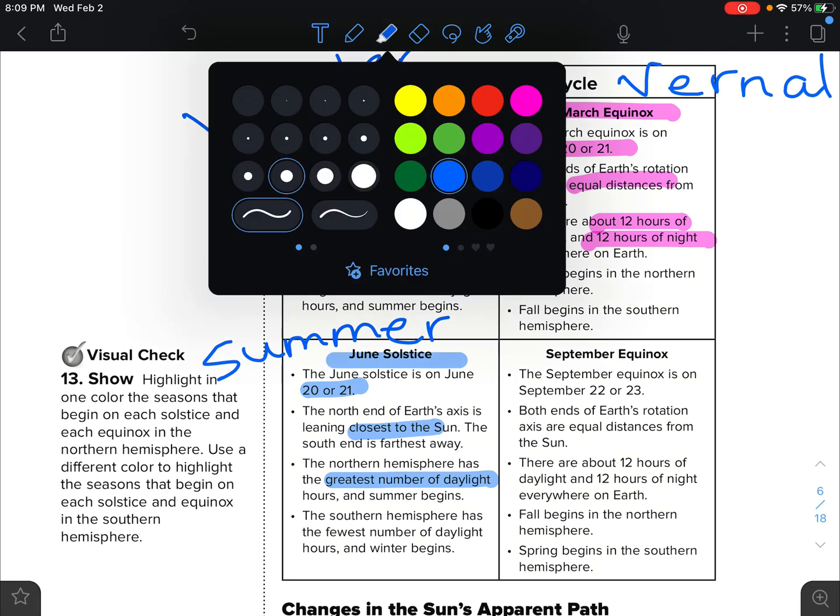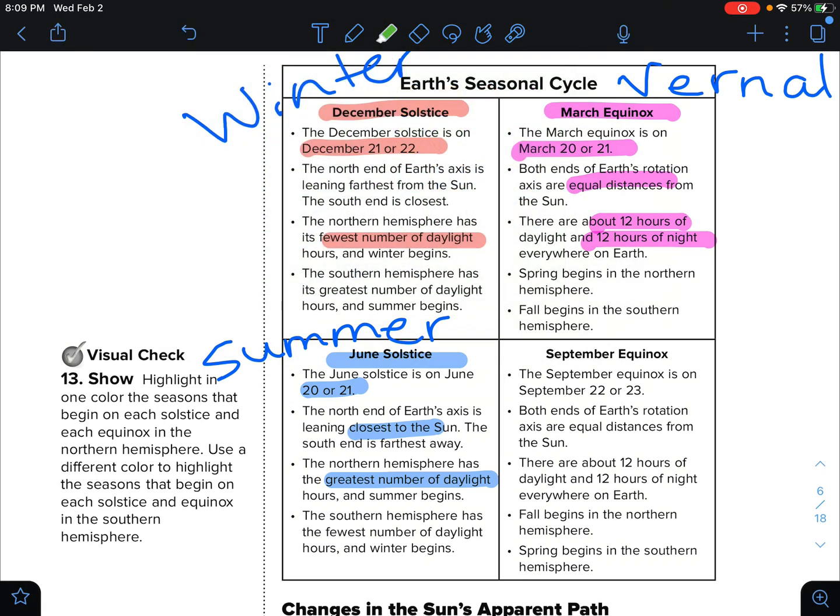Okay, so let's come down to our final one. So let's choose green for September equinox. That is also known as the autumnal. I'm going to have to erase that because that did not end up very well, did it? Okay, so that is autumnal, A-U-T. So you can see the word autumn in there. And that's what we're looking at.